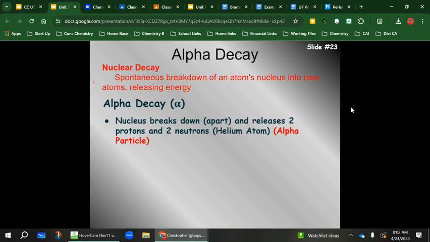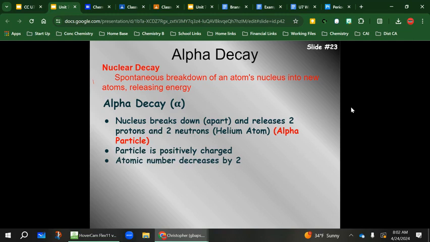So literally an atom loses 2 protons from its nucleus. That means the number of protons goes down. This alpha particle, though, is positively charged. Why? Because it's only got 2 protons and 2 neutrons. It doesn't have electrons that go with it right away. So you've got a positively charged particle. The atomic number of the original atom decreases by 2. It goes down by 2.